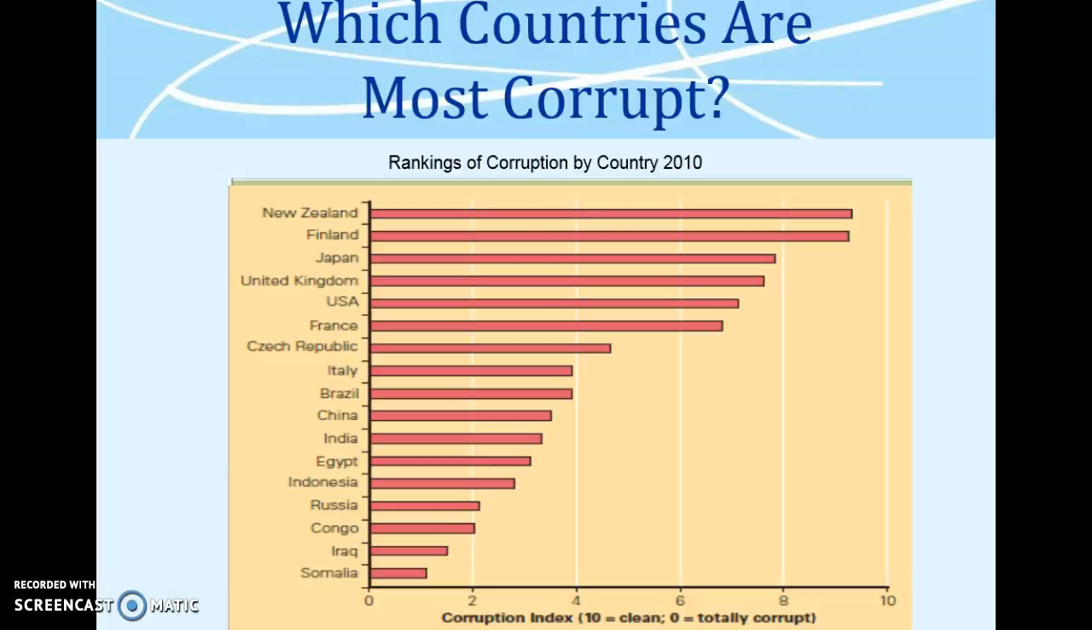Which countries are most corrupt? Rankings of corruption by country. The cleanest are New Zealand and Finland. In Somalia, they are poor guys.